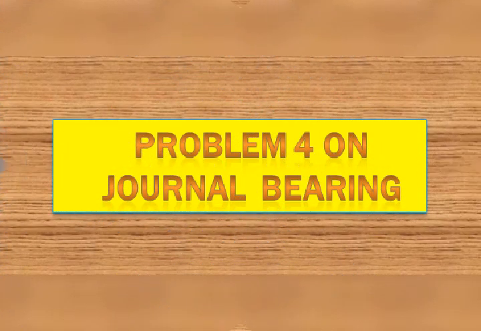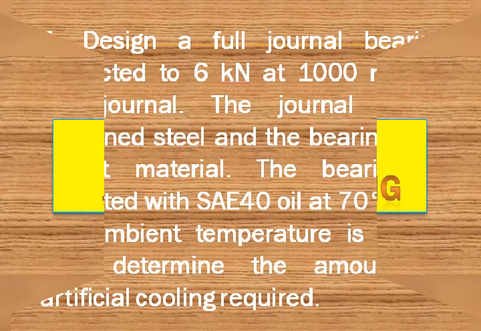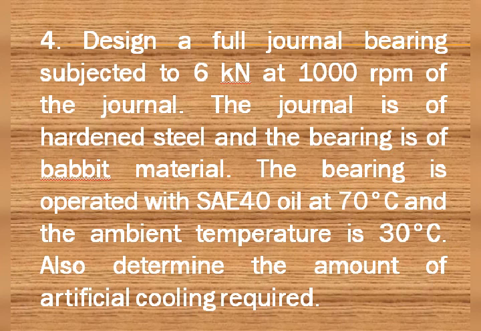Today we'll do one more problem on journal bearing. The problem is like this. Design a full journal bearing subjected to 6 kN at 1000 rpm of the journal. The journal is of hardened steel and the bearing is of Babbitt material. The bearing is operated with the SAE 40 oil at 70 degrees Celsius and ambient temperature is 30 degrees Celsius, and also determine the amount of artificial cooling required. This is about the problem.